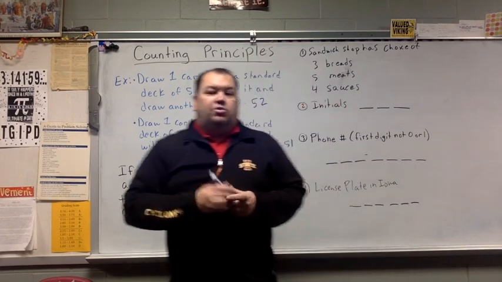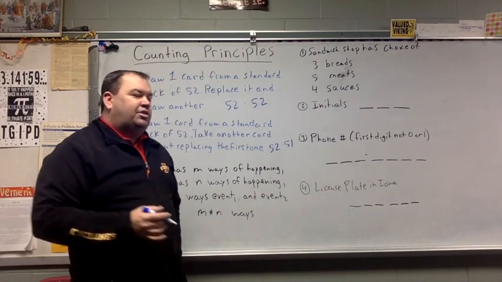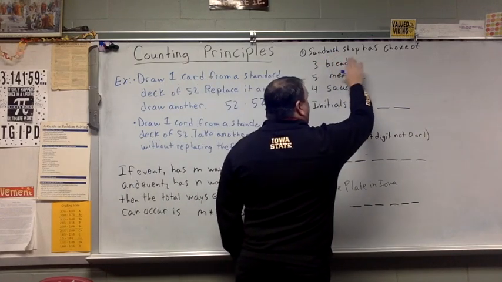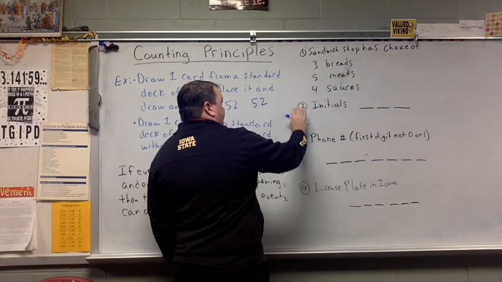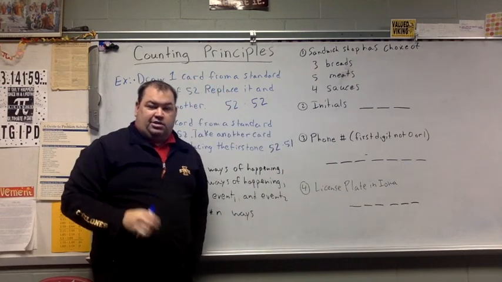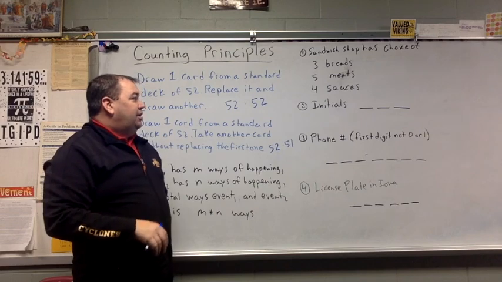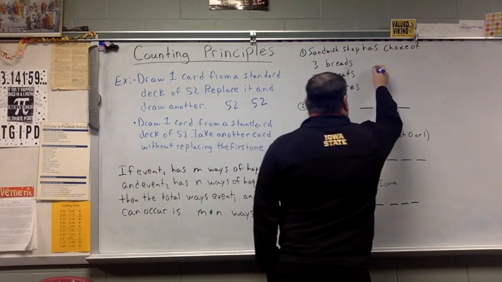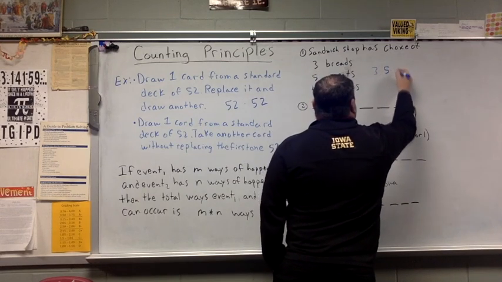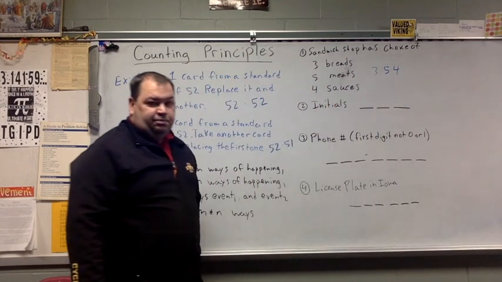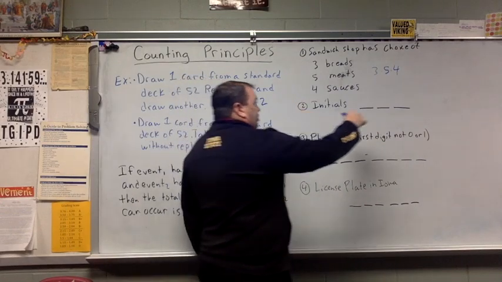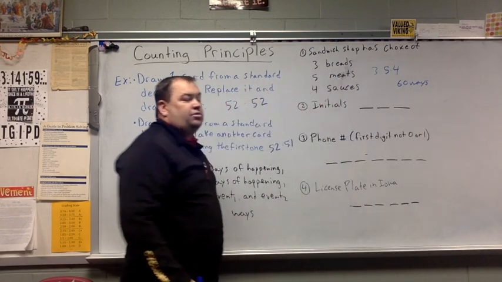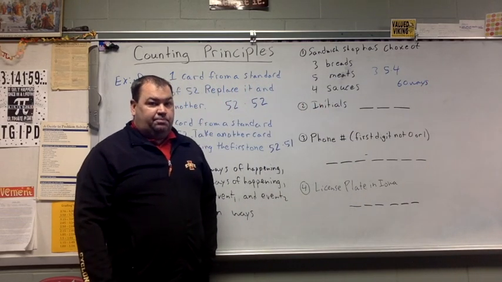So let's look at a couple more examples to kind of put this in perspective. So using the counting principle, if I go to a sandwich shop and they have 3 bread choices, 5 meat choices, and 4 sauces that I can put on top of my sandwich, if I want to find the total number of ways of making a sandwich, I'm going to take the 3 breads times the 5 meats times the 4 sauces. So I take that and multiply it out. There are 60 ways of making a sandwich with 1 bread, 1 meat, and 1 sauce.